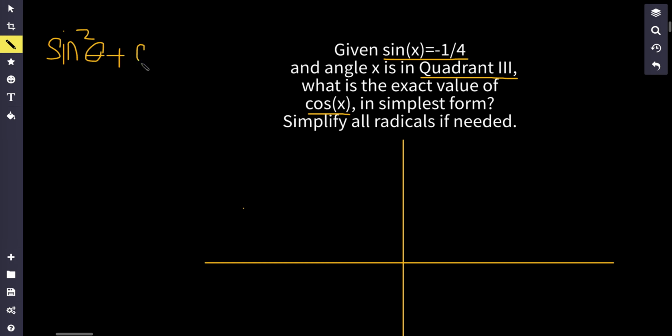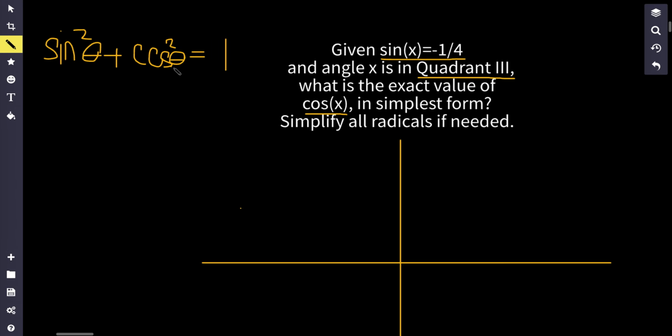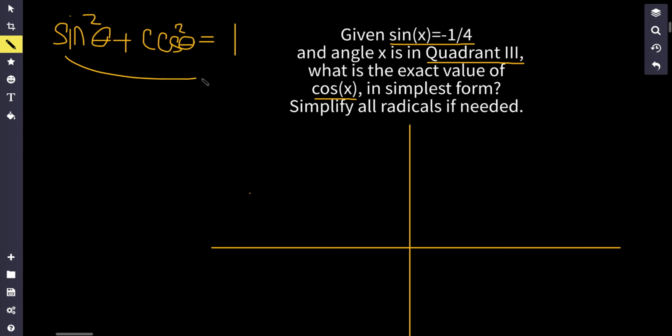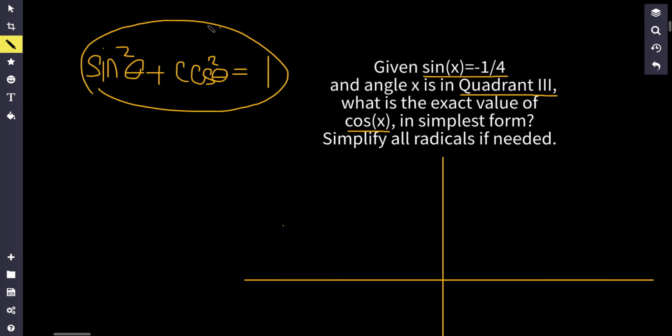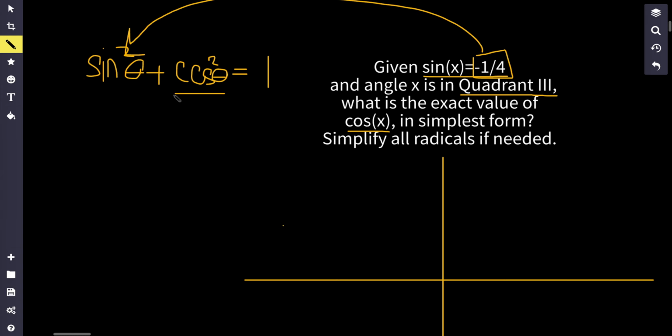that sine squared theta plus cosine squared theta is equal to 1. Or in this case, sine squared x plus cosine squared x is equal to 1. Now, the reason you got to know this is because, once you know this, it's pretty simple, right? You know that sine of x is equal to -1/4. So you just plug this into the formula, you solve for cosine of x, and everything's good.